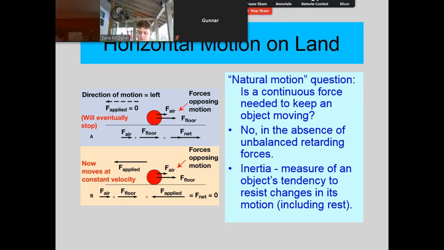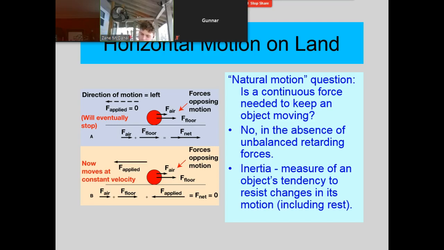Those are opposing the motion. Your initial applied force that you had to get it rolling is no longer there, so all your forces are opposing the motion. Ultimately, it'll stop. Okay? But if you had an applied force that was exactly equal to the resistive forces, the air resistance and the friction on the floor, then the net force is zero. So if it was rolling, it now moves at a constant velocity.